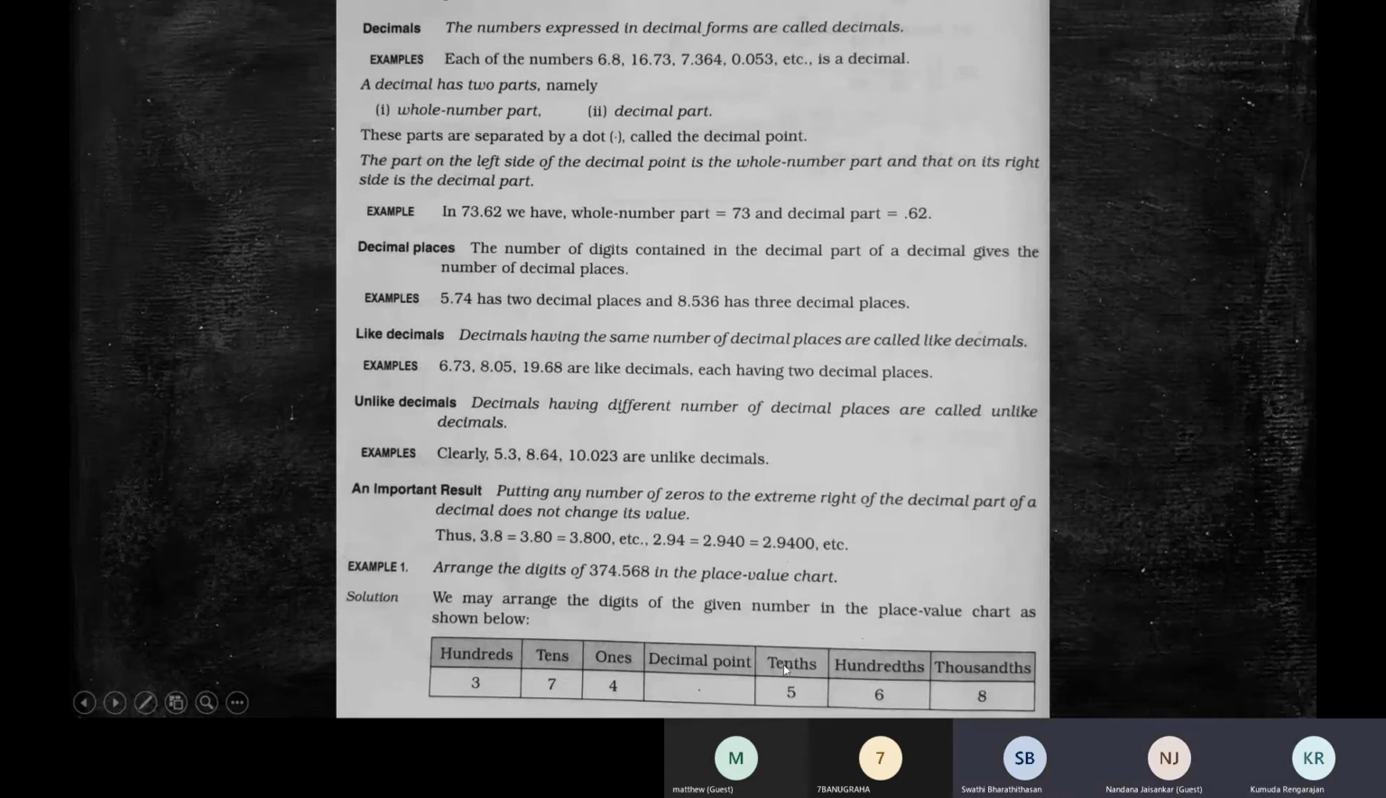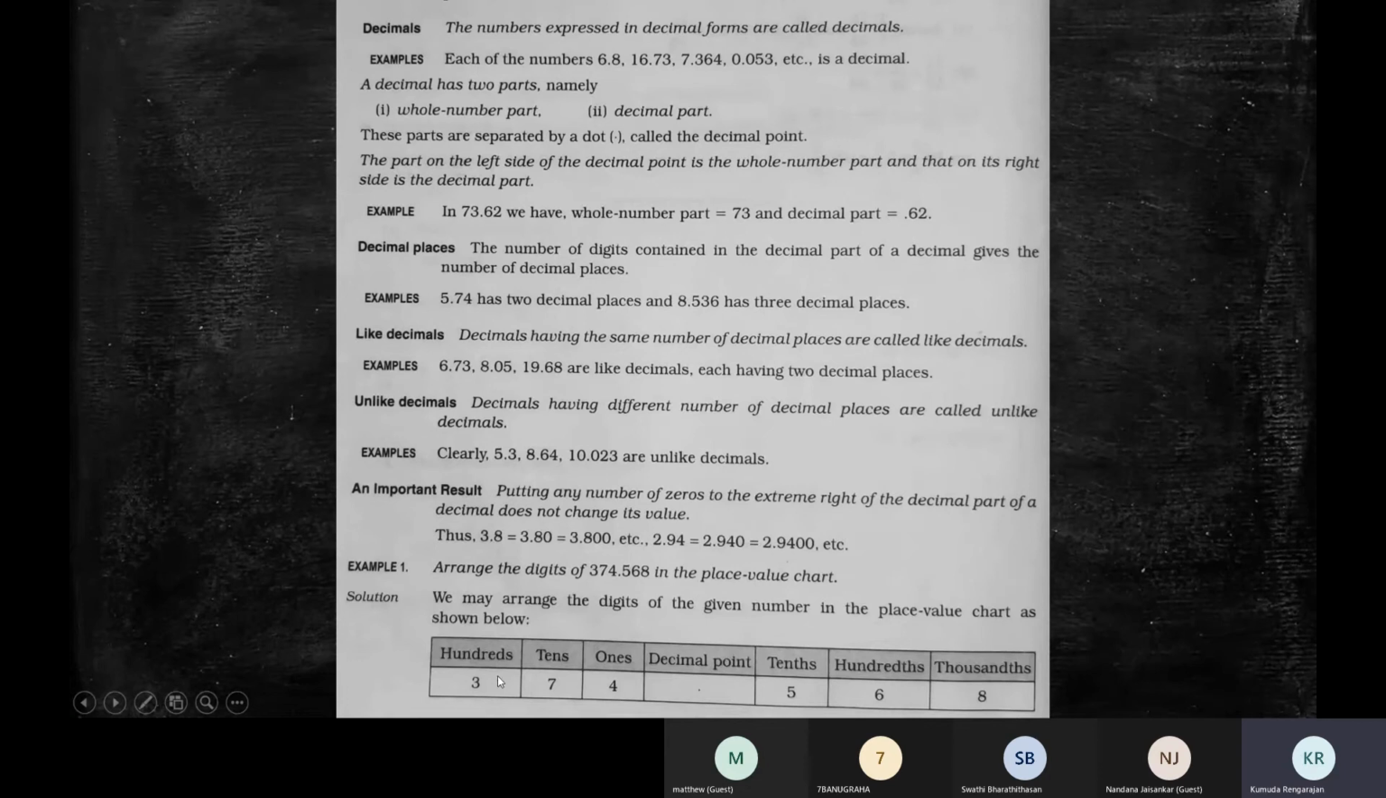Yes, ma'am. So after the decimal point, we have tenths, T and THS, meaning 1 by 10. Ones means 1, tens is 10, hundreds is 100. Like we say 3 into 100, right? 3 hundreds means 3 into 100. 7 tens means 7 into 10. 4 ones, 4 into 1. I hope you all know how to write a number in the expanded form.